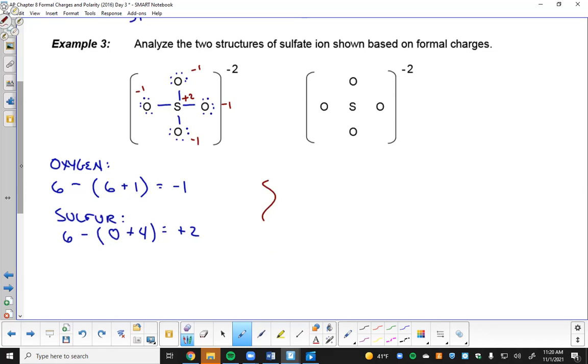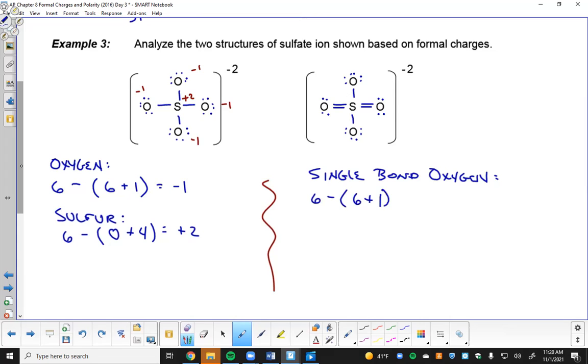But what if it was drawn this way? We'll call it a single bond. That's going to be the same as this. 6 minus 6 plus 1 is negative 1. Then you've got the double bonded oxygen. And that's going to be 6 valence electrons, 0 lone pair electrons, and one half of 2, 4, 6, 8, 10, 12, would be 6. That's going to be 0.